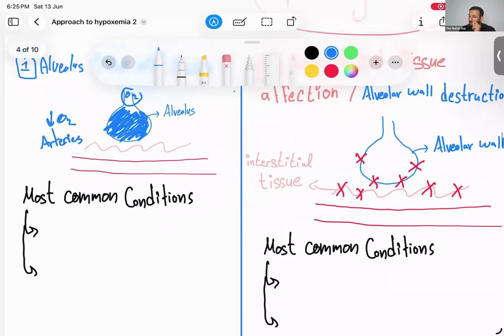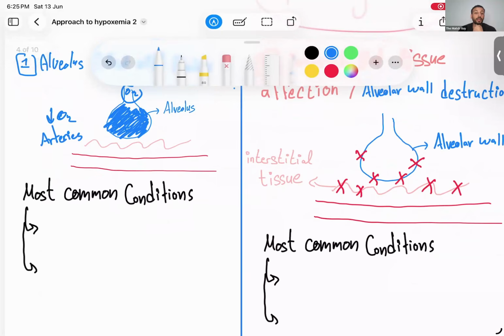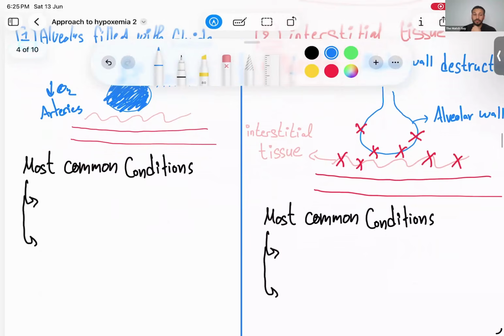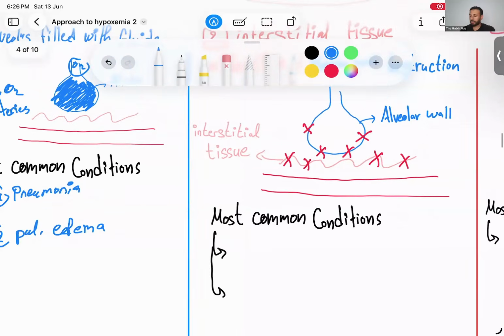Do you know what are the most common conditions that will lead to fluid in the alveolus? Yes, pulmonary edema. What else? Pneumonia. Amazing, guys. Pneumonia and pulmonary edema. Okay, yeah, heart failure is gonna lead to pulmonary edema.